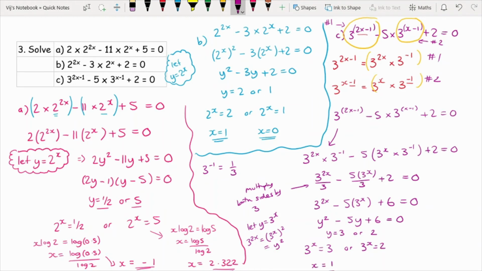However, in this case here, I'll have log 3 and then move the x to the front, equals log 2. So x equals log 2 over log 3, which gives me an x value of 0.631 to 3 decimal places.